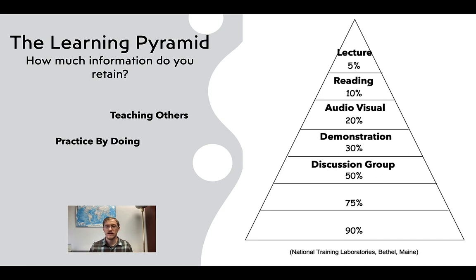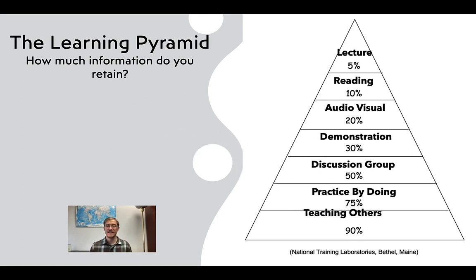So students interacting with each other, talking about the topic, giving their feedback and their ideas, that leads to 50% retention. 75% practice by doing. So if the students are getting hands-on and they are practicing the lesson, they are practicing the skill that is trying to be learned, and they're doing that probably in groups or in the classroom working together, hands-on, 75% retention. And then finally, teaching others leads to 90% retention.